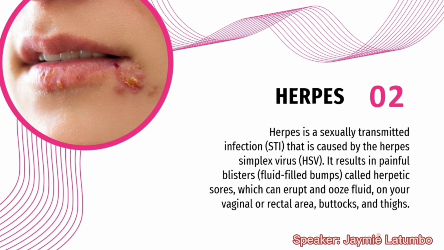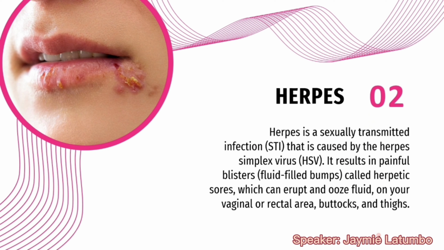The picture that you are seeing right now in the presentation is an example of oral herpes. Oral herpes can be found in the lips, mouth, and throat, while genital herpes can be found in the genitals, such as scrotum, cervix, vulva, and butt. Herpes is caused by the herpes simplex virus or HSV. HSV has also two types, which are HSV1 and HSV2. HSV1 is the one that usually causes oral herpes, while HSV2 is the one that usually causes genital herpes.